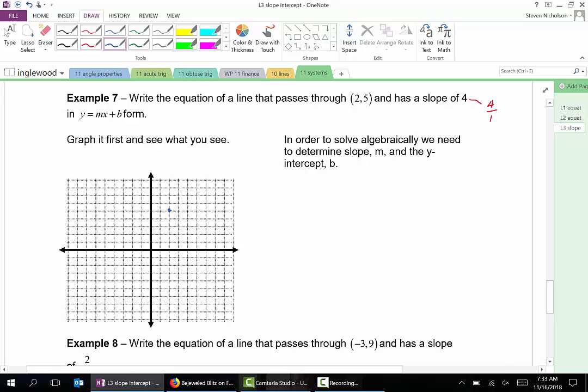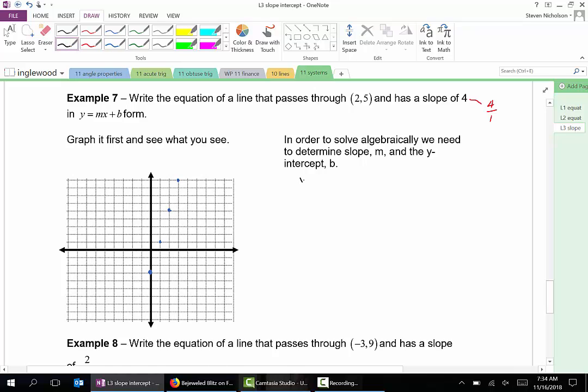If I went up and to the right, I'm going away from the y-intercept. So instead of up right, I want to go down left. And I'm still not at the y-intercept, so I'm going to go down left. And when I do that, I actually hit the y-intercept. So pictorially, I know what the answer is. I know the slope is 4 and the y-intercept is -3. But we're going to do it algebraically.